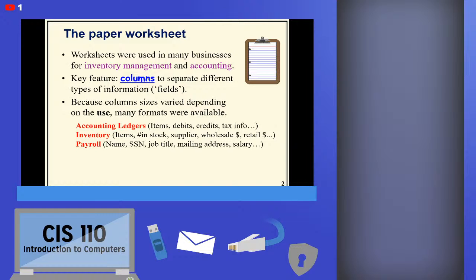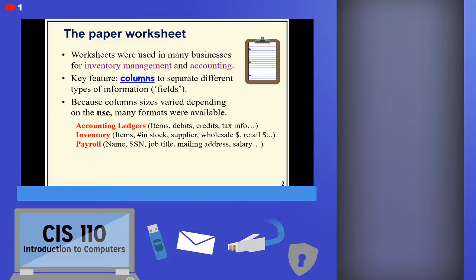But really, they all had one thing in common, and that was that they used columns to separate different types of information. We called them fields, different fields of information. Now, since we had all these different types of worksheets, based on their use, these column sizes varied. And you had all sorts of different formats available, as we mentioned, based on their purpose.